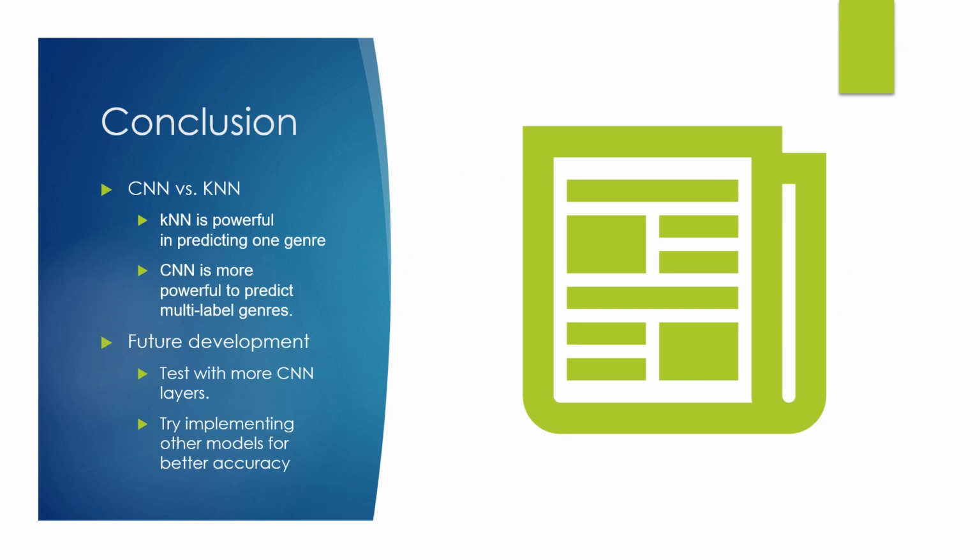So just to sum everything up, looking at the CNN versus the KNN model, we really discovered that the KNN model is most powerful in predicting single-labeled genres, whereas the CNN is better at predicting multi-label genres. Some further development would be testing more CNN layers and trying to implement other models for better accuracy.